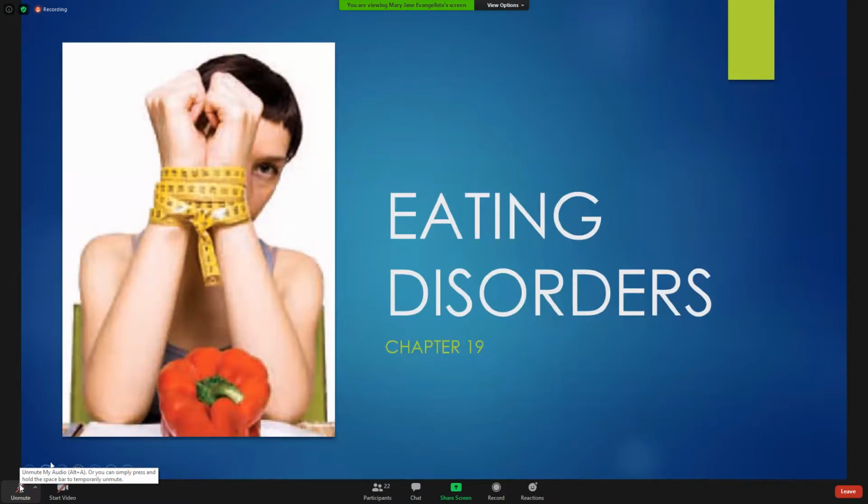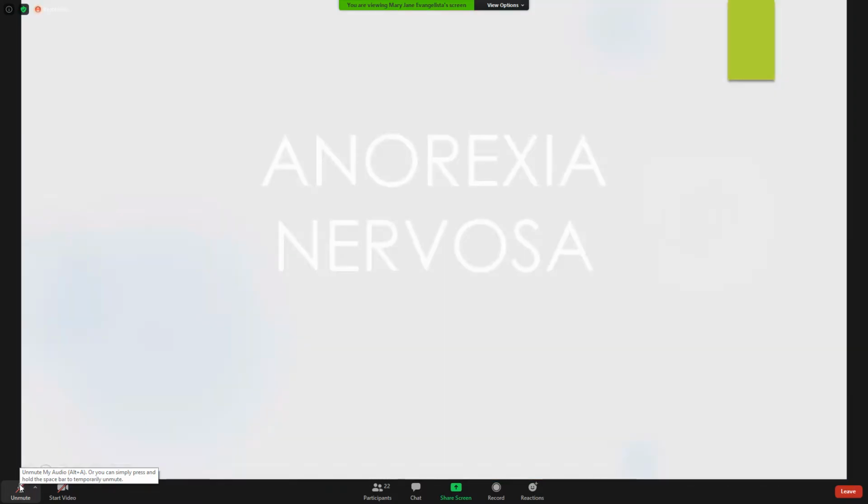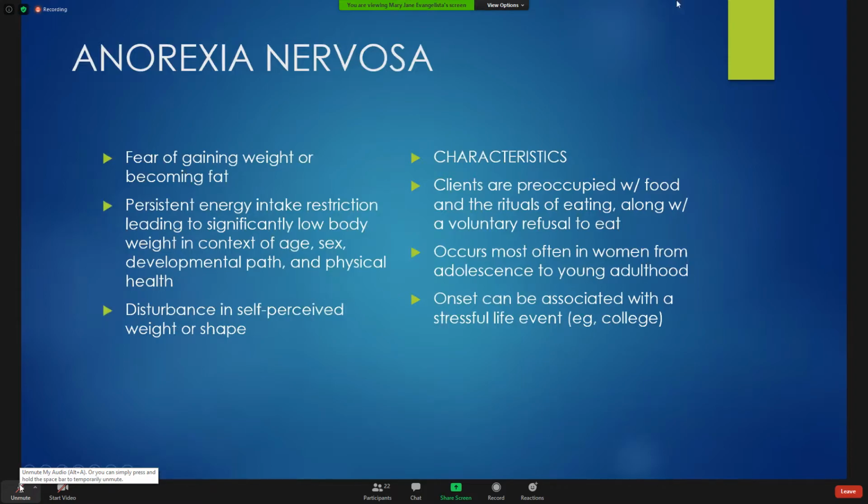Eating disorder. Again, mortality is very high, and suicide is also a risk, right? The other comorbidity you are dealing with in eating disorder, number 1 is depression, personality disorder, and of course, substance abuse. And of course, anxiety. So the number 1 eating disorder is anorexia nervosa. Actually, there's a 2. Write it down. Anorexia nervosa and bulimia.